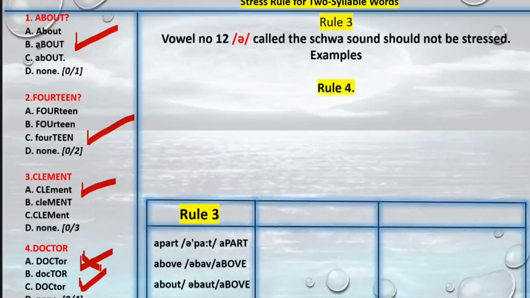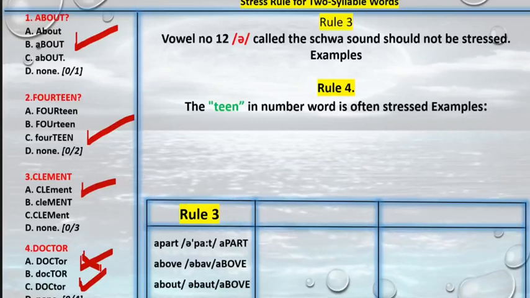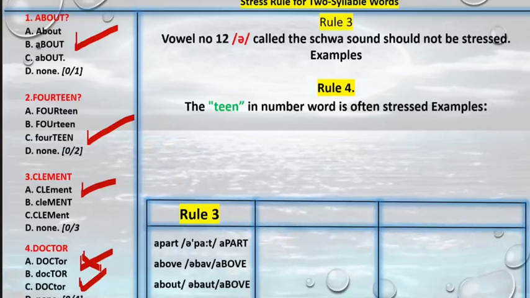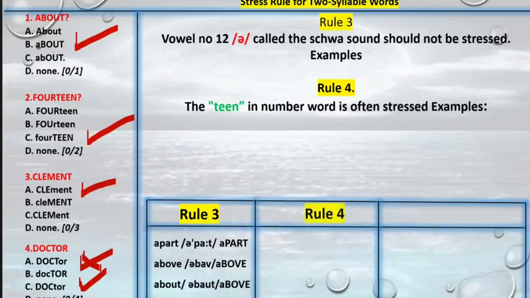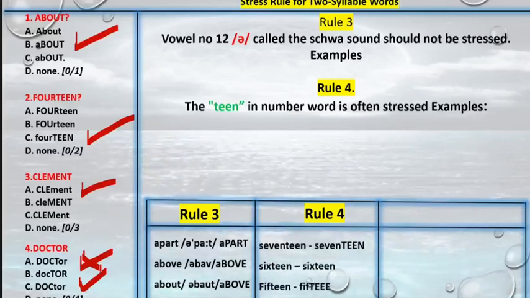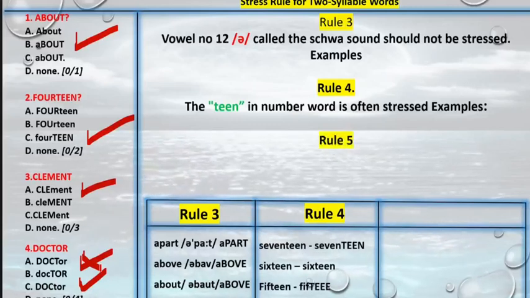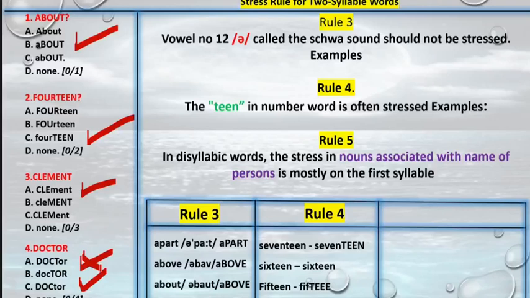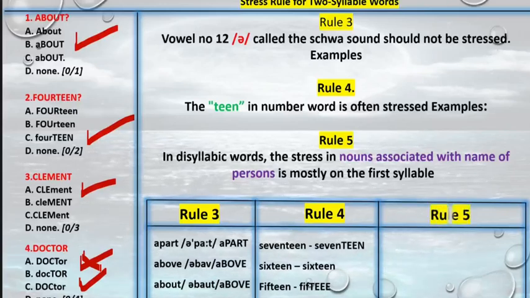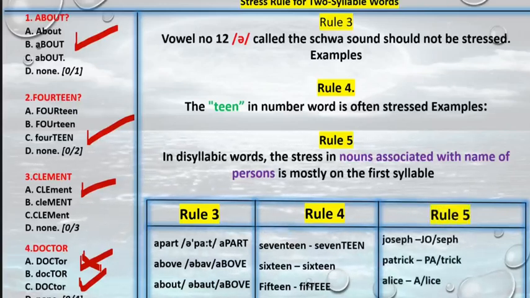Now the next rule, rule 4, has it that where you have these words that end in teen, from 13 to 19, stress the particular number that ends with teen. Here are a few examples: 17, 16, 15. Please take note. And then rule 5, in disyllabic words, that is 2-syllable words again, in nouns associated with names of persons, oftentimes the first syllable is stressed. So here is the rule. Take a look at this: Joseph, Patrick, Alice.